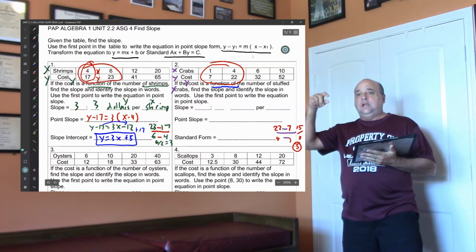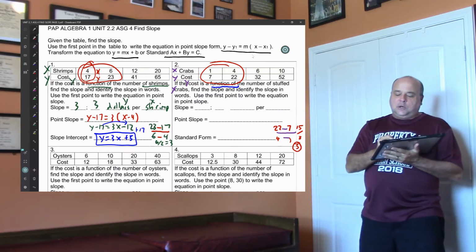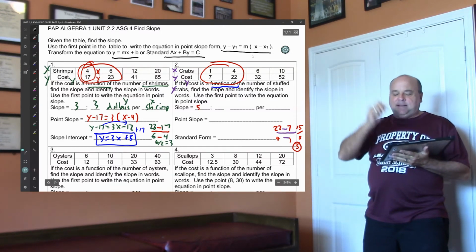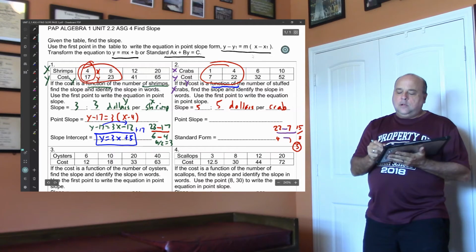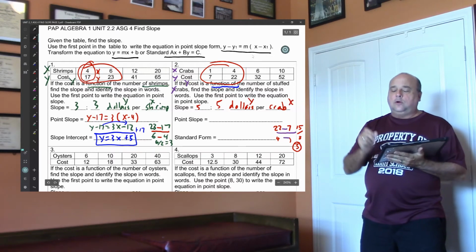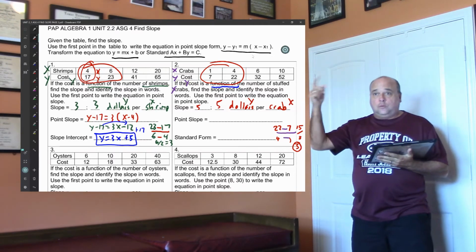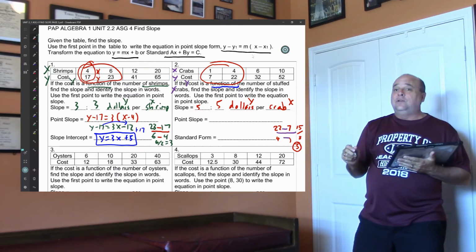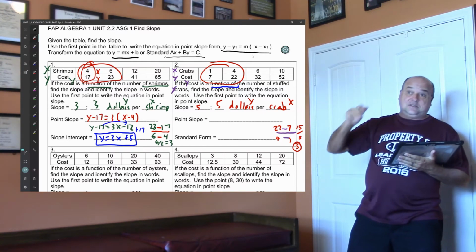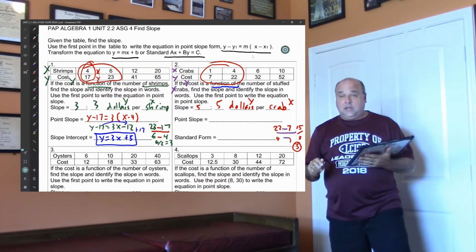So you would have 15 over 3, which is 5. So our slope's going to be 5, and that's equal to $5 per crab. Your dollars would be your y, your crab would be your x. Make sure you're writing down the slope correctly. This is the same thing that's on the star reviews, isn't it? You've been doing this on the star review since week 1, okay?